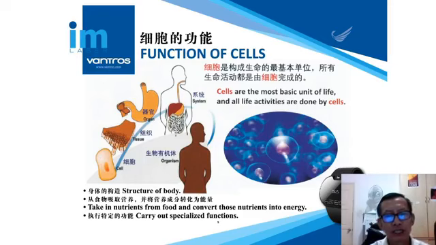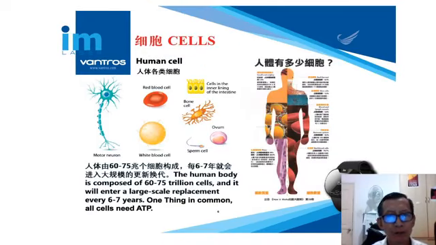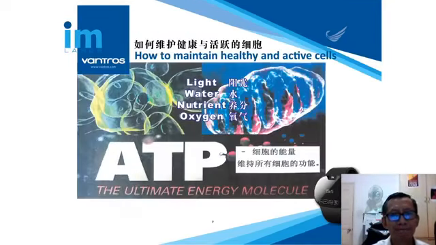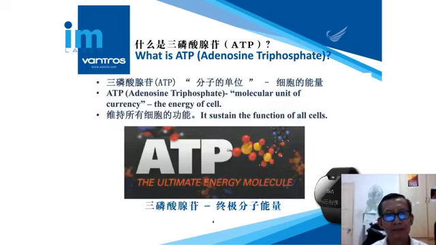Each organ is specialized in its own functions, be it red blood cells or white blood cells, they have their own function. There are about 60 to 70 trillion cells inside our body system, and every cell has one thing in common, what we call ATP. ATP is the ultimate energy molecule. What does ATP mean? ATP means adenosine triphosphate.